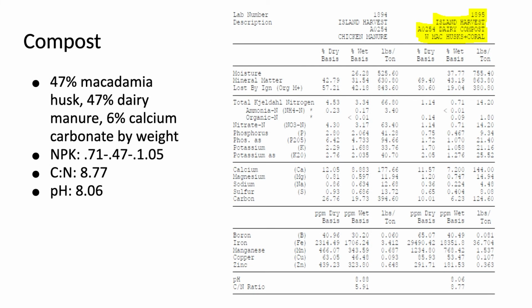Just really quickly, this is a compost sample that we did that had 47% macadamia husk, 47% dairy manure, and I think 6% calcium carbonate. Then you look at the NPK values: 0.71, 0.47, 1.05. So for every pound of that, you're getting so much less than a fertilizer. But you put that on at a ton per acre, it's actually relatively cheap, but it's expensive to apply, and it builds soil organic matter.